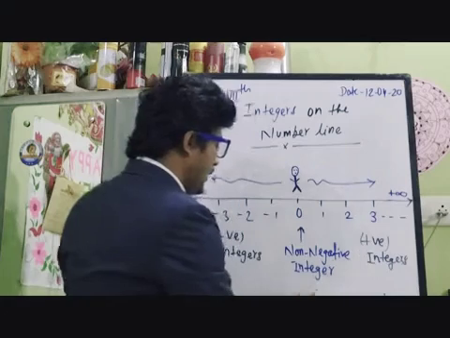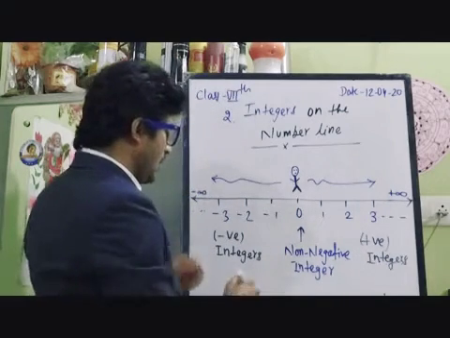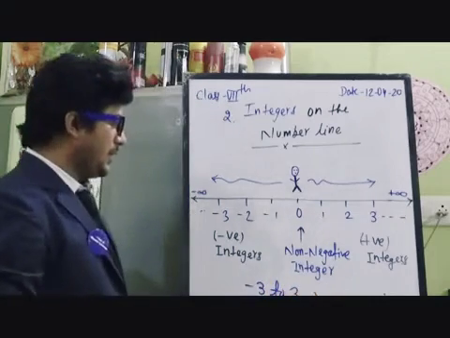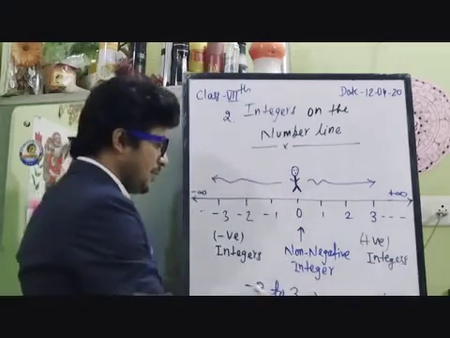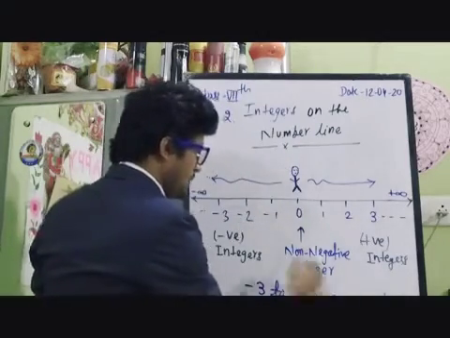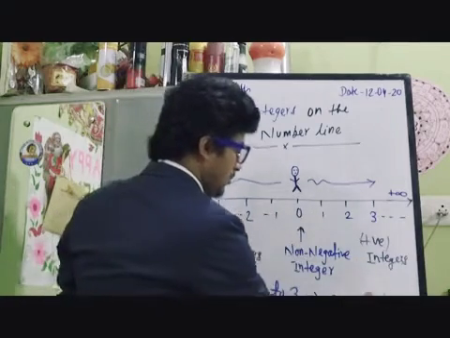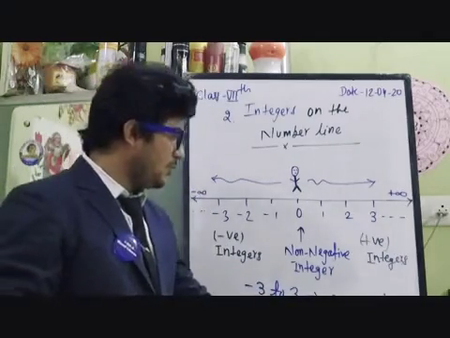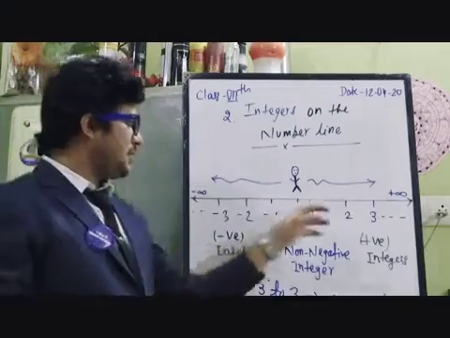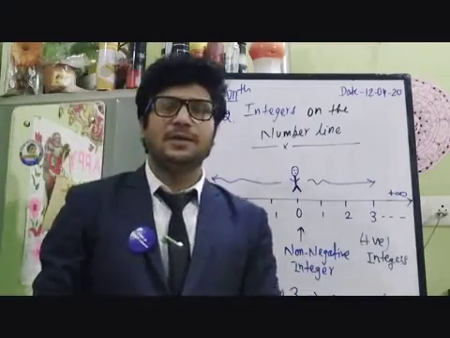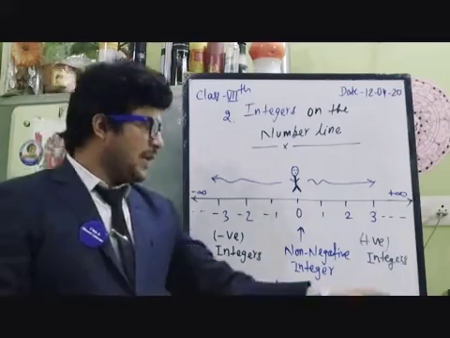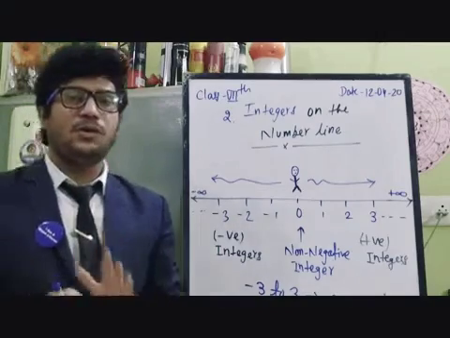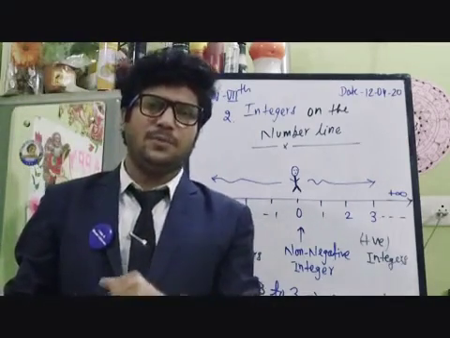Suppose my example is: write the integers between -3 and 3. See how many there are: -2, -1, 0, 1, 2. Last is 2. How many integers are there? 1, 2, 3, 4, 5. So between -3 and 3, there are a total of 5 integers. Like this we calculate, and this is a very, very important concept, integers on the number line. You should know how to plot integers on the number line.